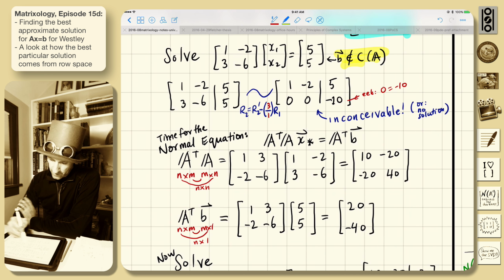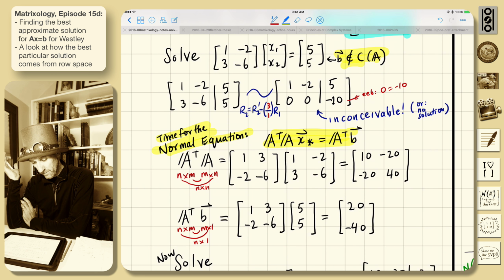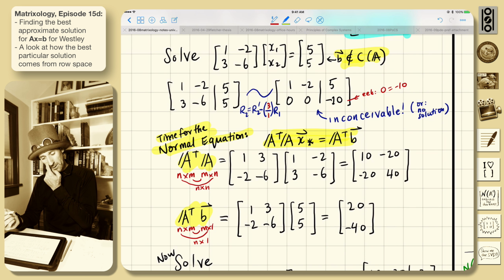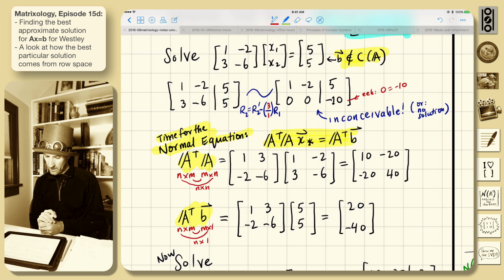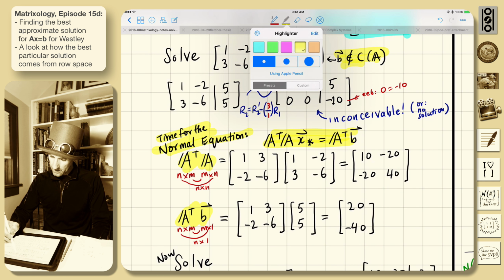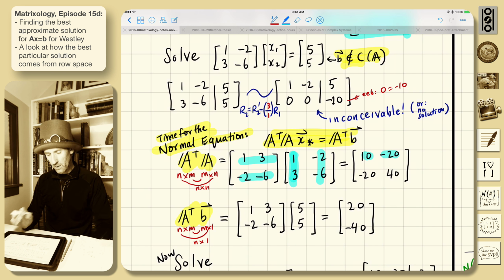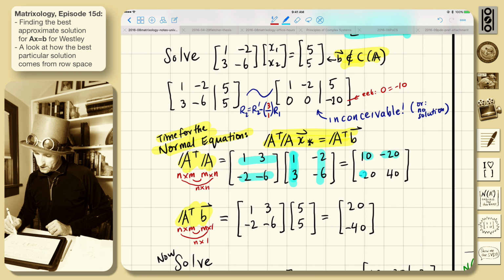So then it is time for the normal equation, and that is this beastie here. We simply take our A, pre-multiply by A transpose, and we pre-multiply the b by A transpose as well, and we set up this new equation. So that's what I've done here, right? So 1, 3, 1, 3, there's a 10. 1, 3, minus 2, minus 6, that's the minus 20. And that actually happens here again. That's the same thing, but the vectors are switched. So symmetry, and the last one is a 40.